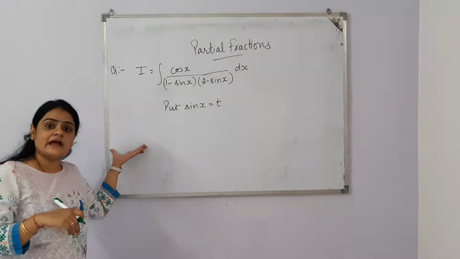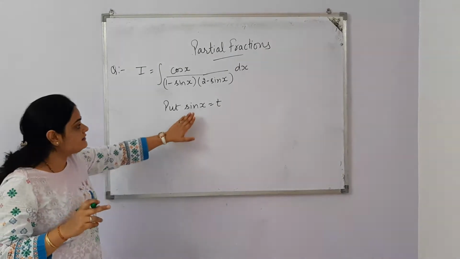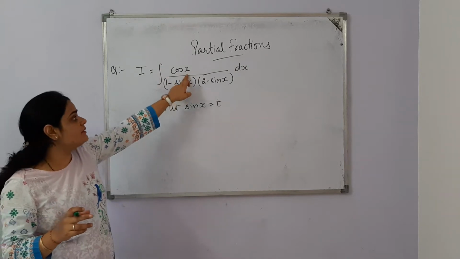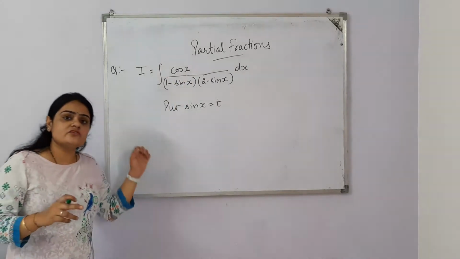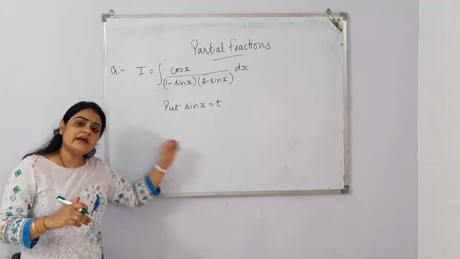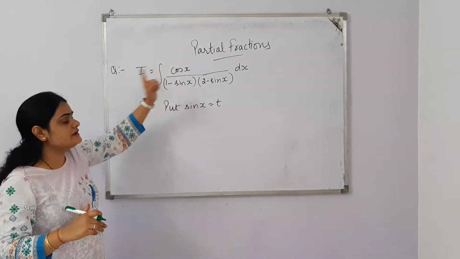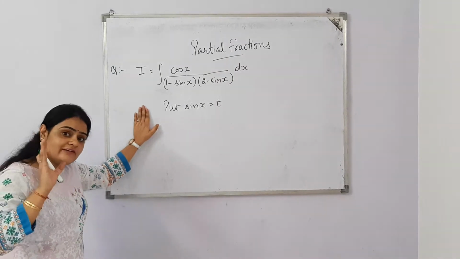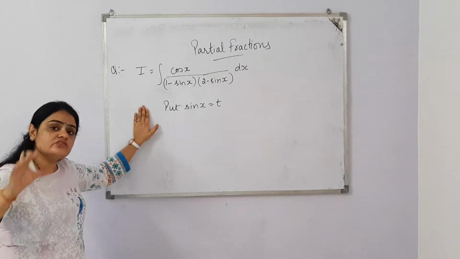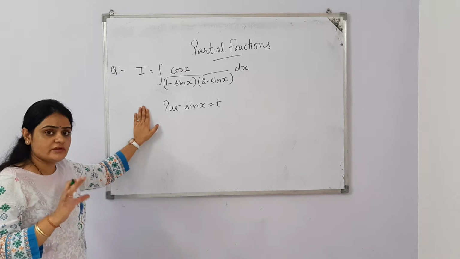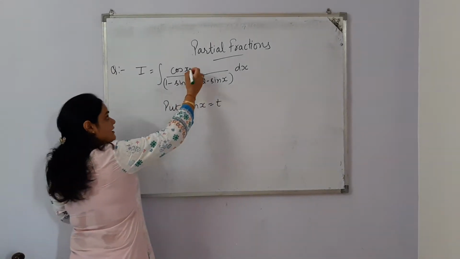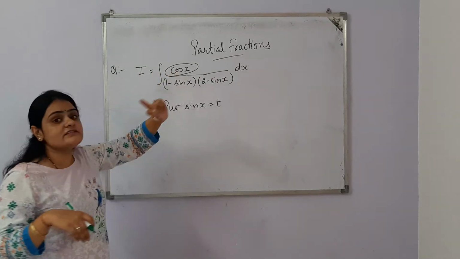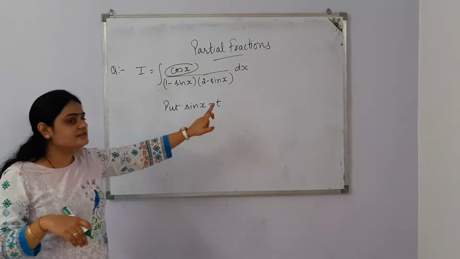Why am I substituting sin x is equal to t? Because its derivative, which is cos x, is already available. Cos x is available in the numerator. So we need to substitute that function whose derivative is available in the integrand. Remember this thing: whose derivative is available, that function we need to take out and substitute as t. So here I am watching this cos x. This is the derivative of sin x. So I am substituting sin x is equal to t.